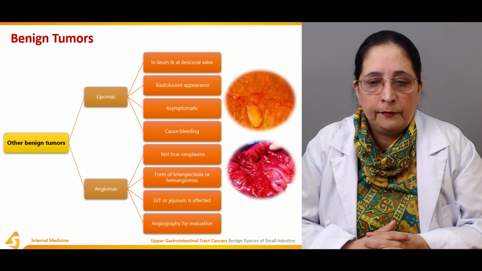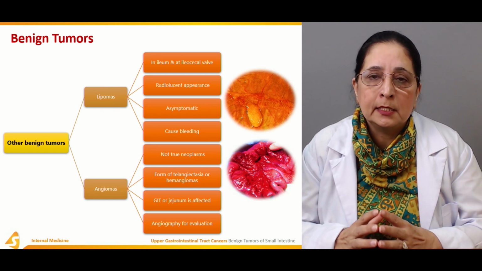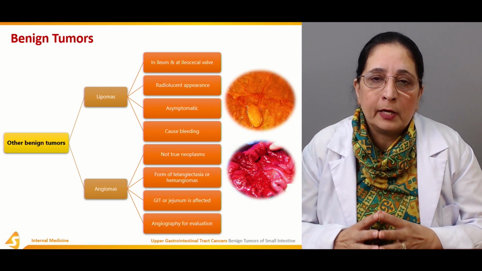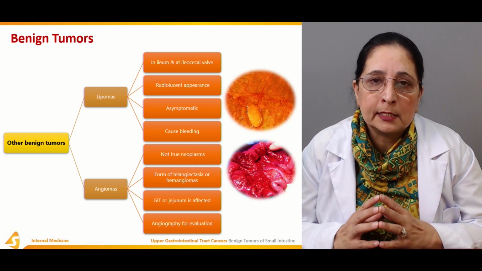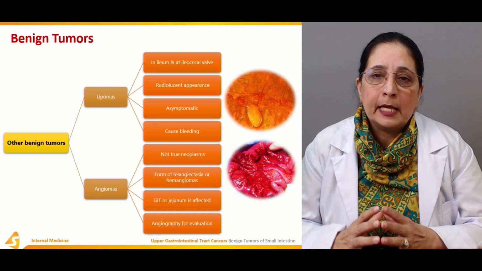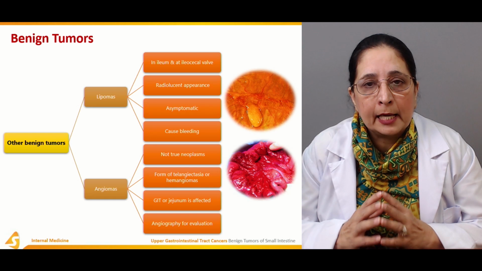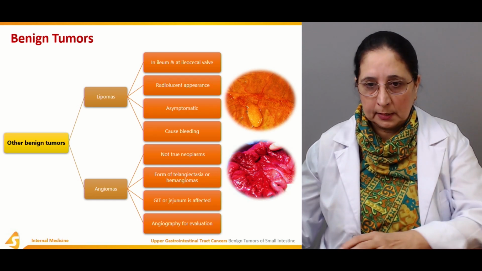Angiography is done for evaluation because they develop from the blood vessels. Angio is blood vessel, oma is tumor. So angiography, or examination of the blood vessels, is helpful in the diagnosis of angiomas.